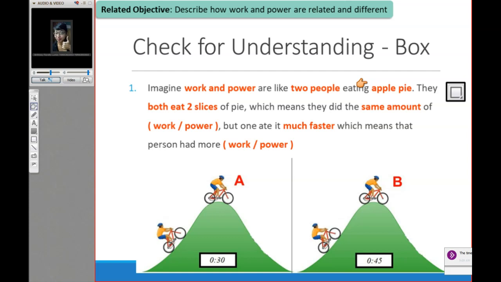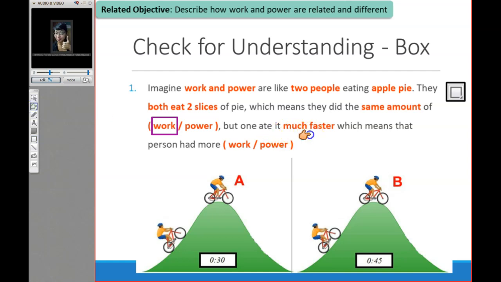All right. So they both eat 2 slices of pie, which means that they do the same amount of what? Tell me in the chat box. Are they doing the same amount of work or the same amount of power? If they both eat the same thing, is that work or power? We talked about it, right? So the overall what's happening, that is work. They're eating pie and they both do the same amount. So that's the same work.